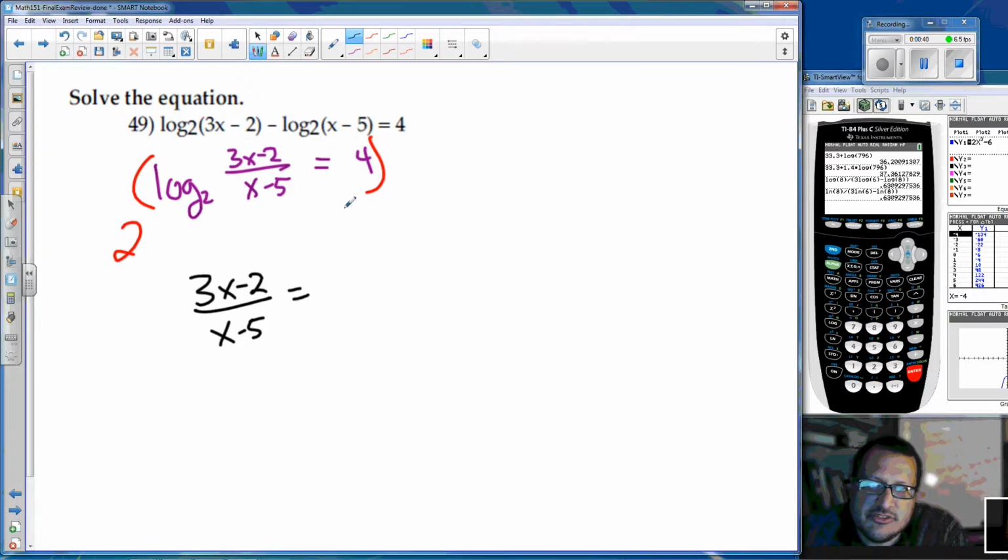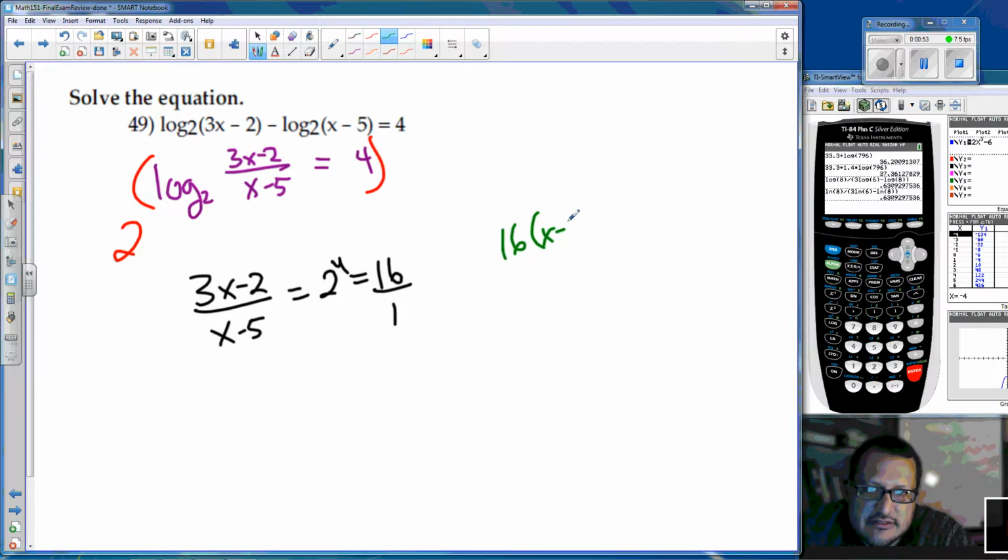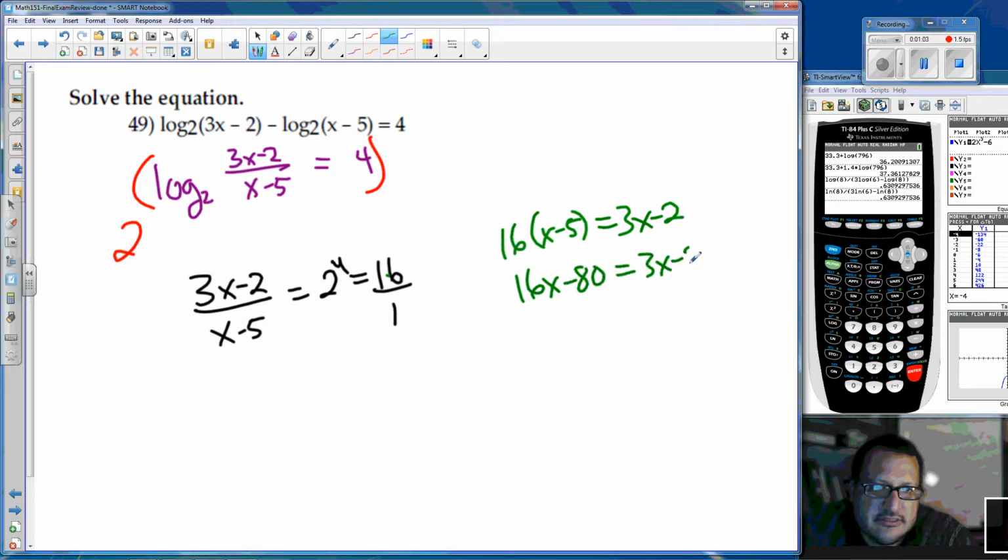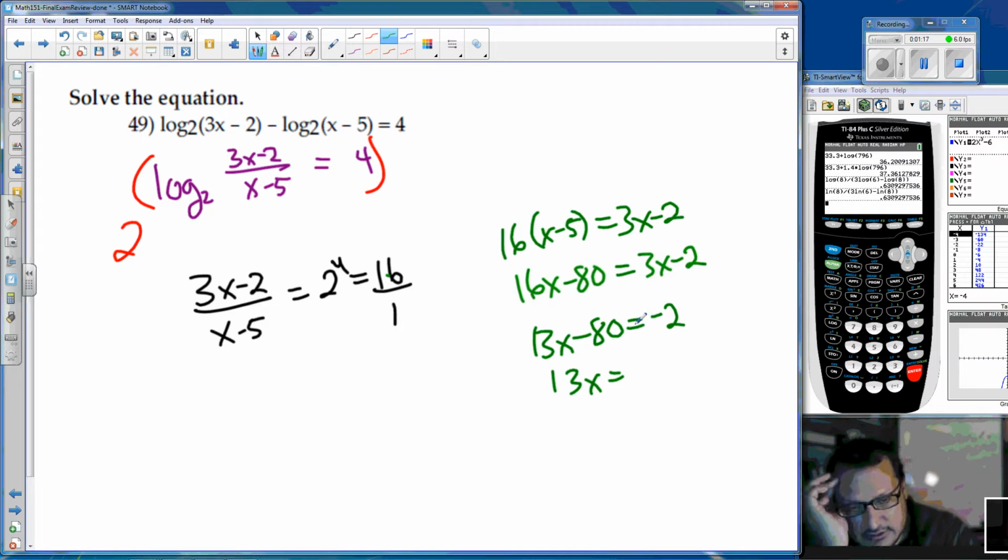And now remember, this is 2 to the 4th power, which is just 16. Now it's the same as the last problem. Cross multiply. So we have 16 times (x minus 5), this times this, equals 3x minus 2. 16x minus 80 equals 3x minus 2. Move the 3x over here, so that's 13x.